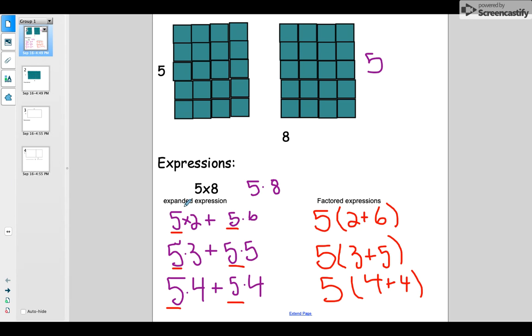So expanded form shows each array as I built them. So when I built, for example, the 5 by 4 and the 5 by 4 and adding them together, the factored form shows that I can really, in parentheses, add the 4 plus 4 first and then multiply it by 5.